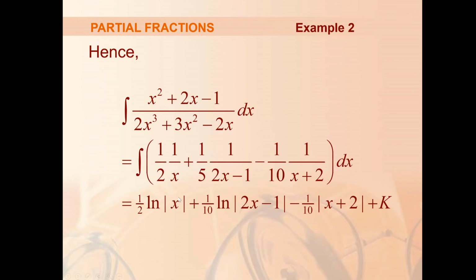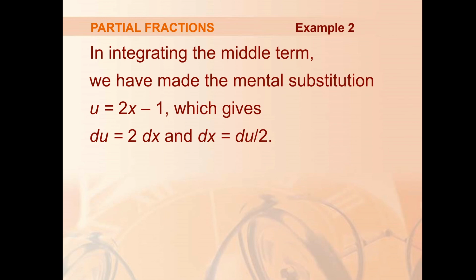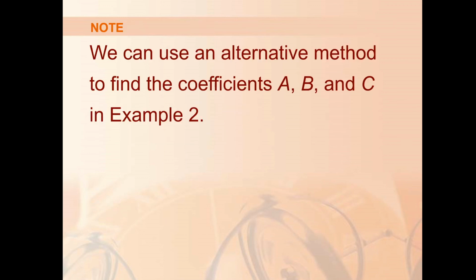And then we integrate the integrand, so we have 1/2 times natural log of absolute value of x, plus 1/10 times natural log of absolute value of 2x minus 1, and then minus 1/10 times natural log of absolute value of x plus 2. That's another typo; it's supposed to be natural log of absolute value of x plus 2. And then plus constant k. In integrating the middle term, we make the u substitution, u equals 2x minus 1, which gives du equals 2 dx, and dx equals du over 2.